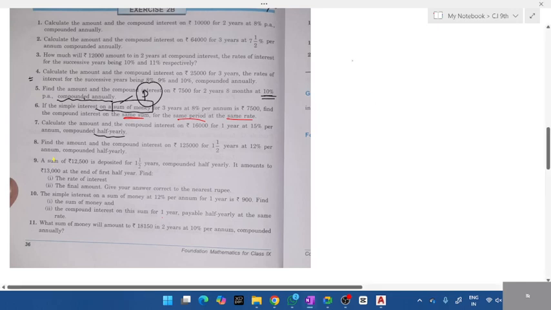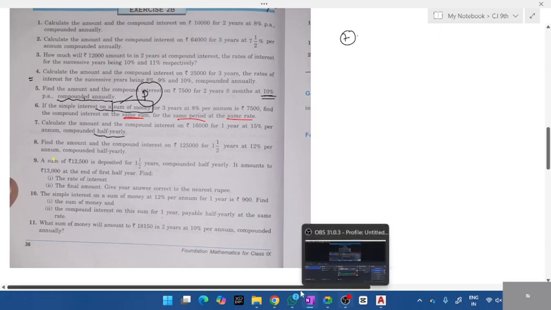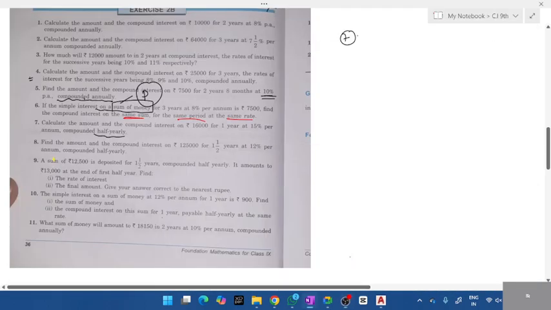Seventh question. Look at the seventh one. Calculate the amount and compound interest. Calculate the amount for half year. What is the compound interest given here? Calculate the amount and the compound interest. What is the principal given? Seventh one. All of you will unmute and tell me the value. What is the principal given? 16,000.